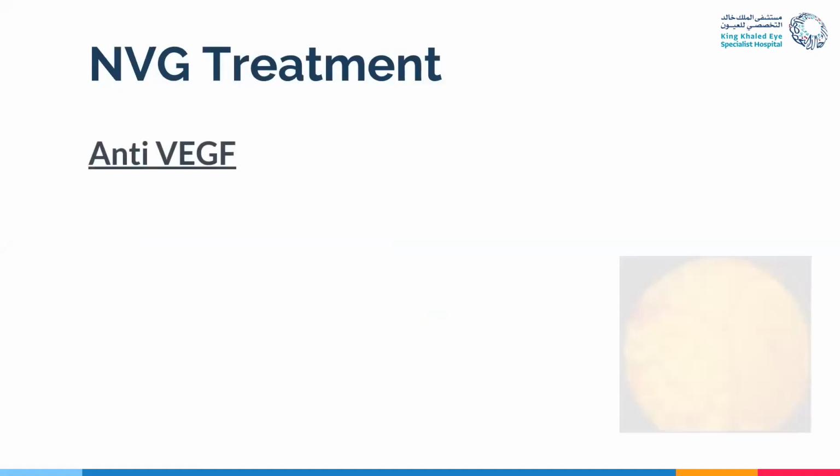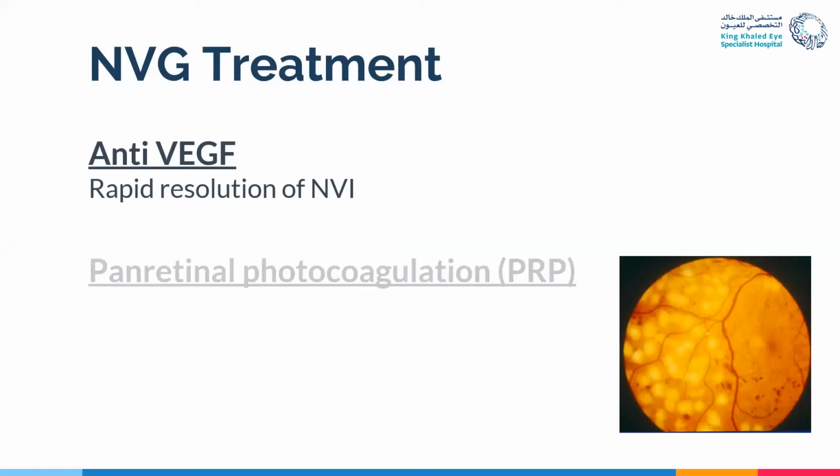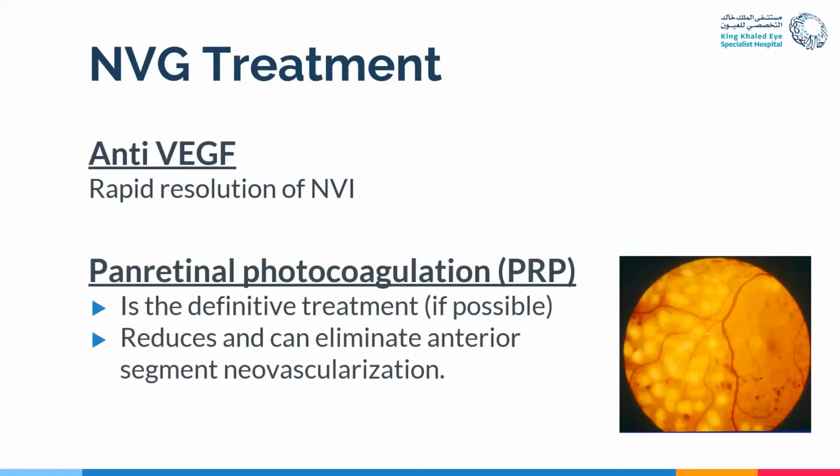Then here, anti-VEGF, with rapid resolution once there's NVI and so on, or retinal ischemia. In the past, there was no anti-VEGF. So what we were doing, as I will explain to you later on, was panretinal photocoagulation in different sessions and waiting until the NVI disappears and so on. Then we can approach if there's a need for surgical intervention.